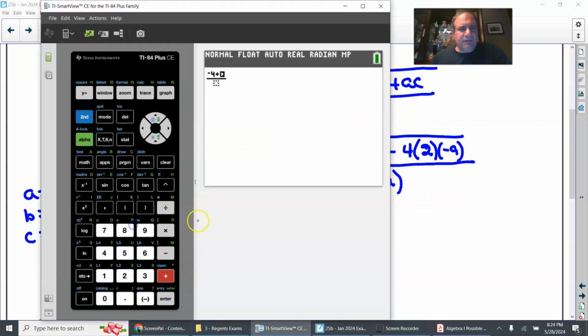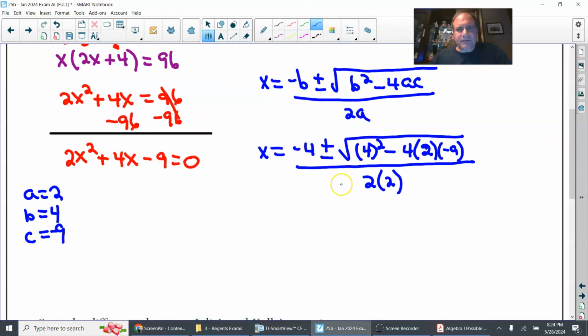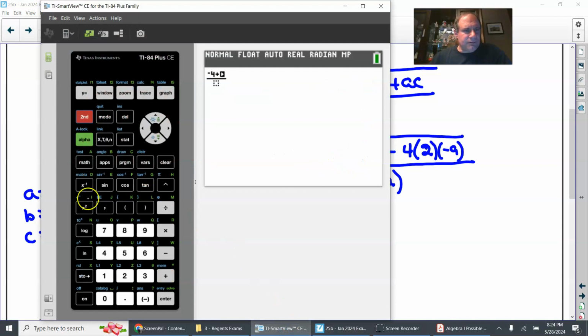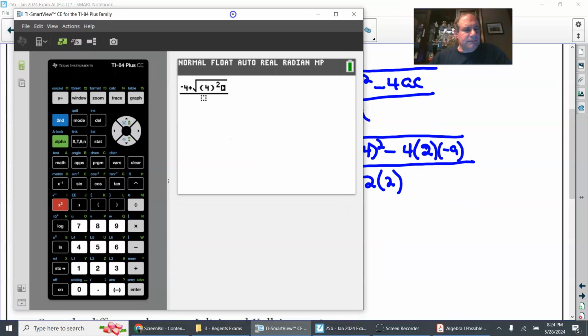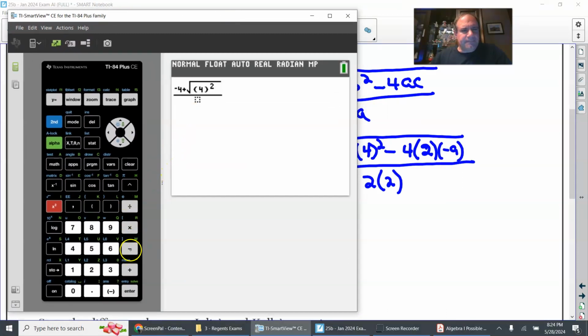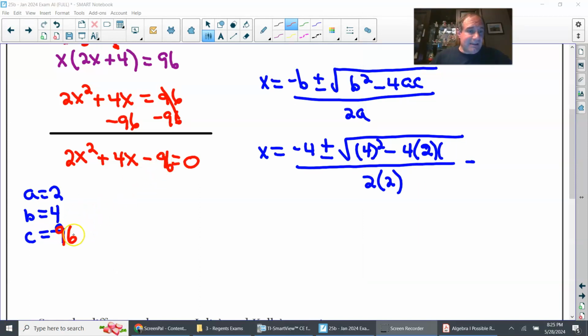Now I'm going to put this into the calculator, so I'm just going to do negative 4 plus the square root of 4 squared minus 4 times 2 times negative 9, all over 2 times 2. And I press enter, I get that. Made a mistake there. I had 9 down. It's negative 96.